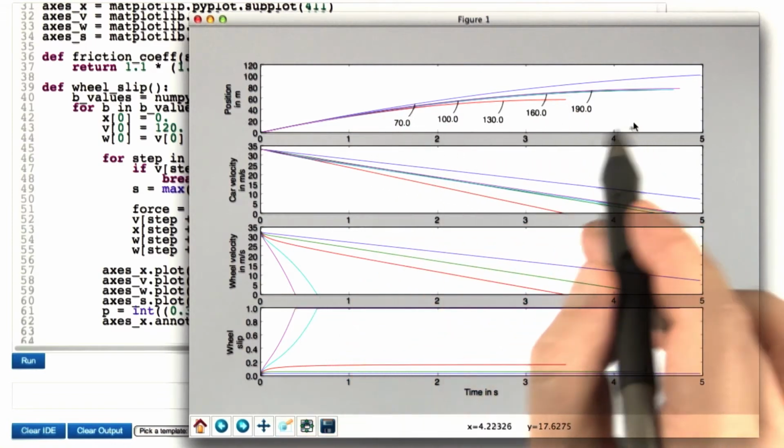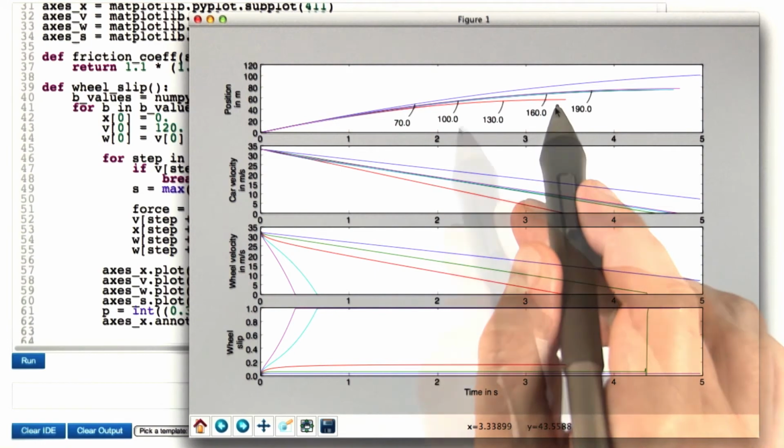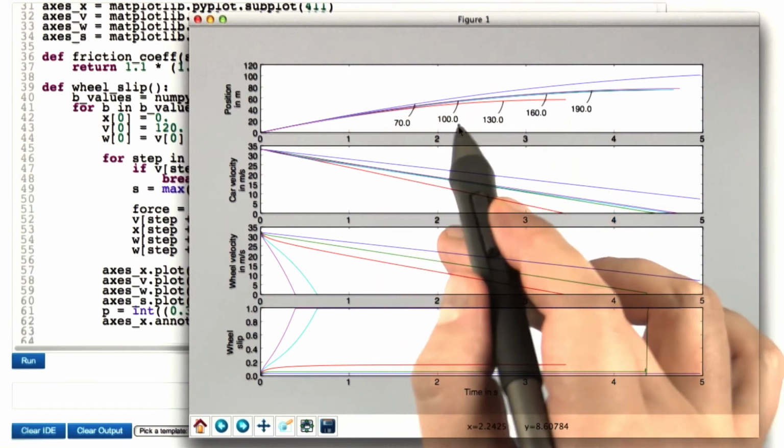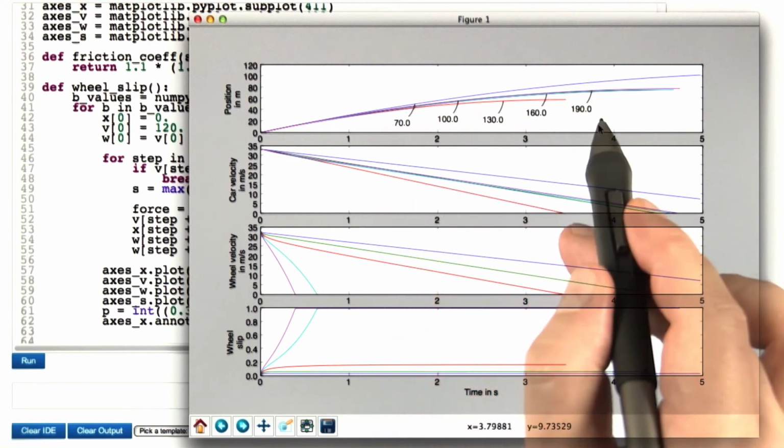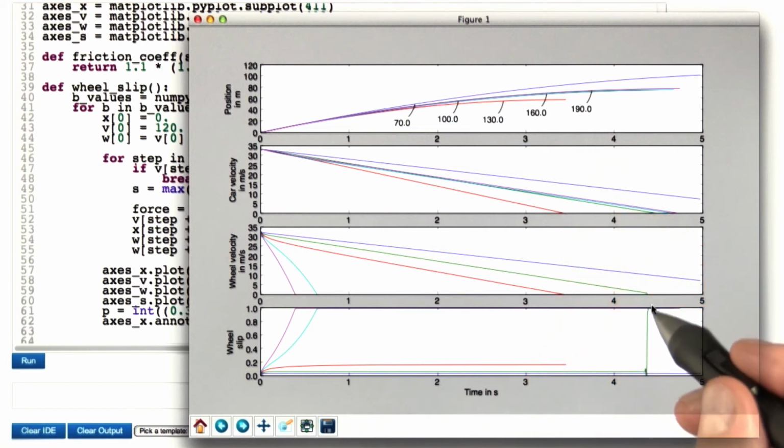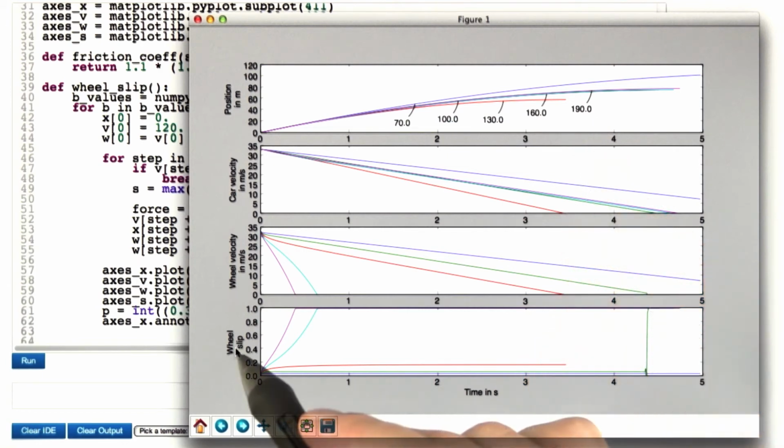Among these 5 options, the red one seems to work best. And you see that we must not apply too little braking and that we must not apply too much braking. You may be wondering about this artifact here. Remember how we compute the wheel slip.